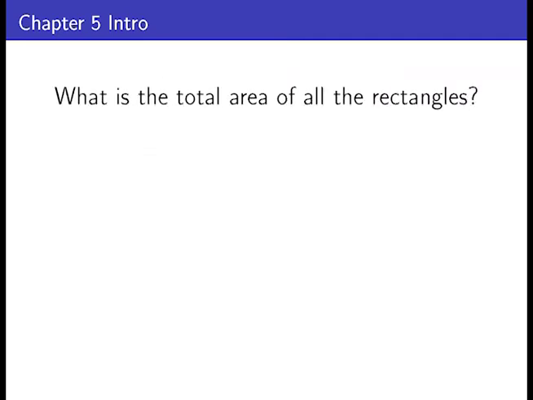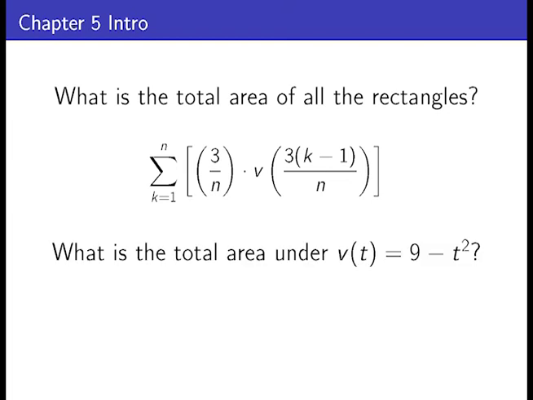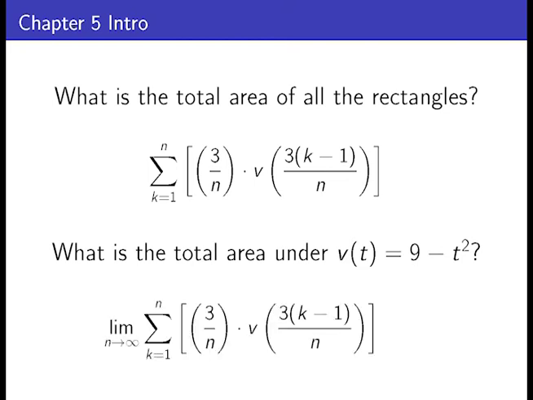So what should be the total area of the rectangles? Well, it should just be the sum of the formula we just got there from k equals 1 to n, one for every rectangle. Since we know the more rectangles we use, the closer our estimate gets to the area under our velocity function, the area should just be equal to the limit of the total area of the rectangles. So let's just this once go through and compute it this way.